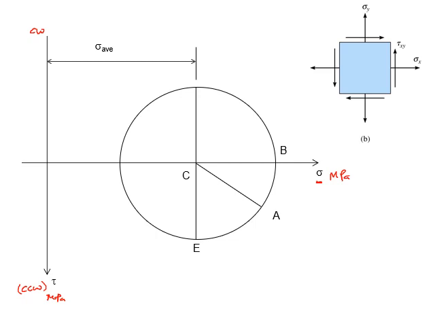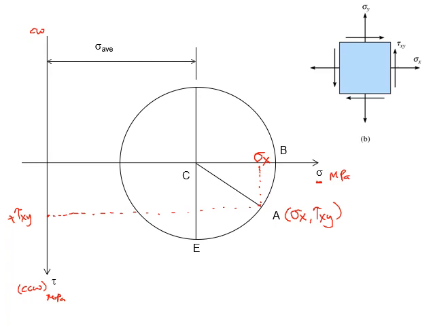So from here we see that sigma x is positive, tau xy is positive. So we plot sigma x. This point A here should be sigma x, right? And tau xy is positive. So the coordinate of this point there is tau xy, and it is positive. So the coordinate of point A is sigma x, tau xy, right? That's the coordinate of point A.